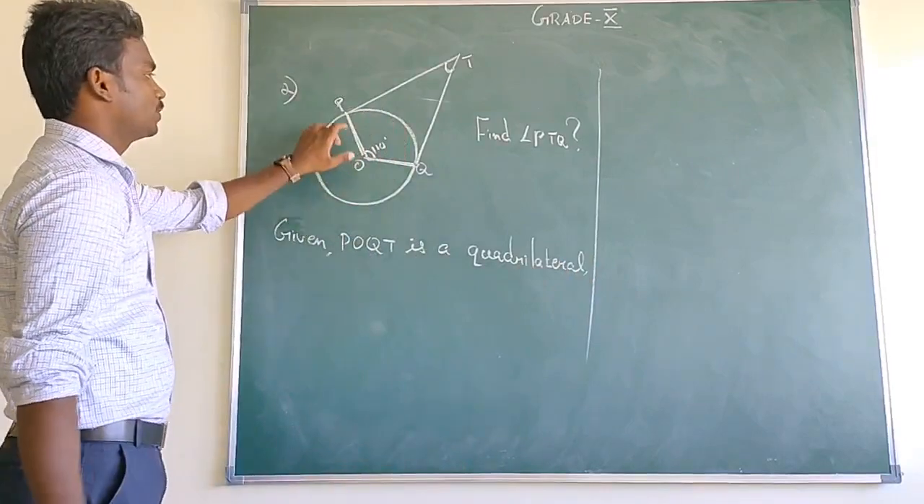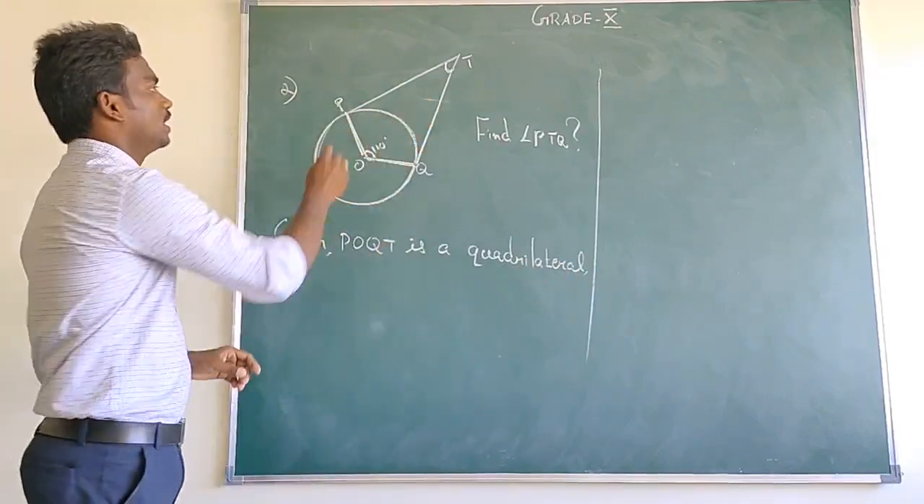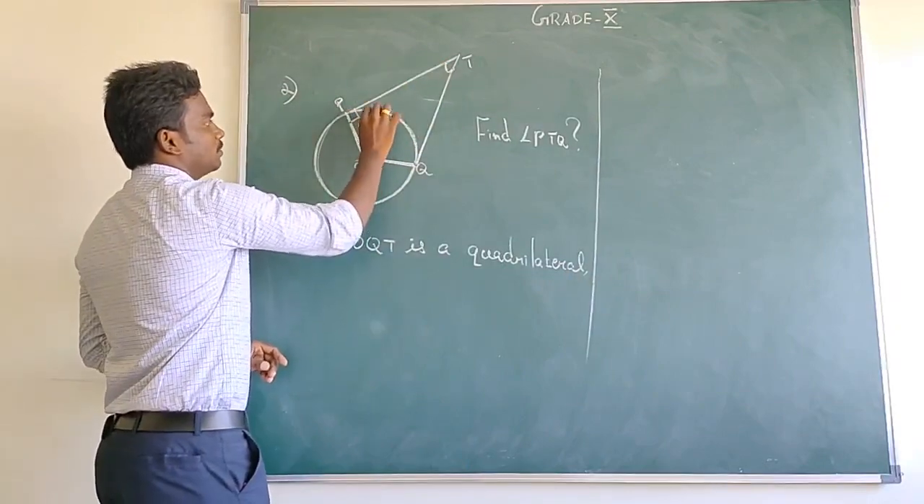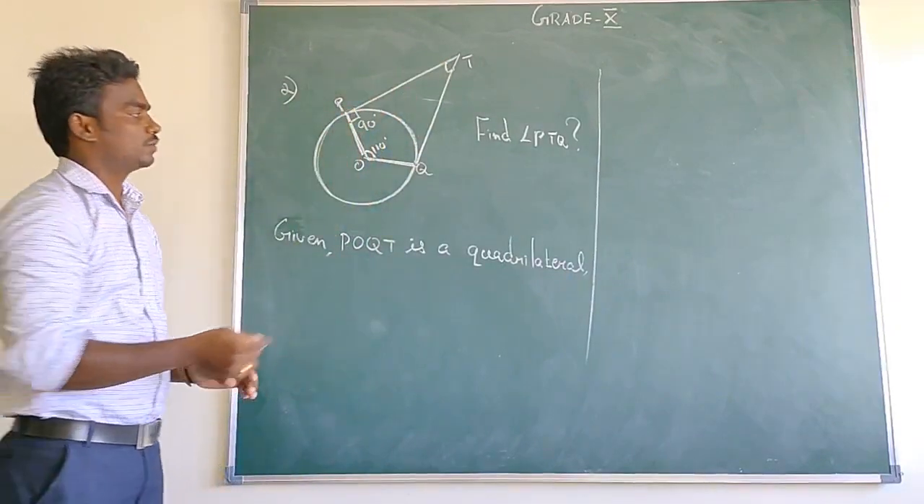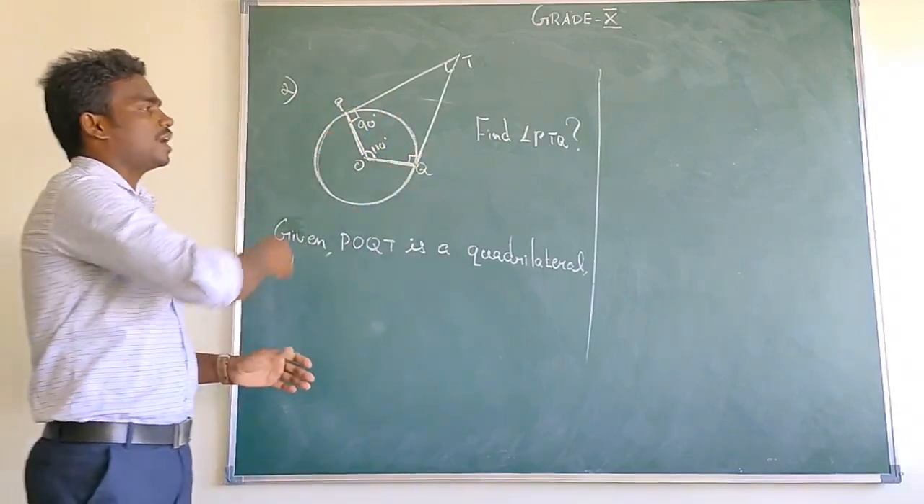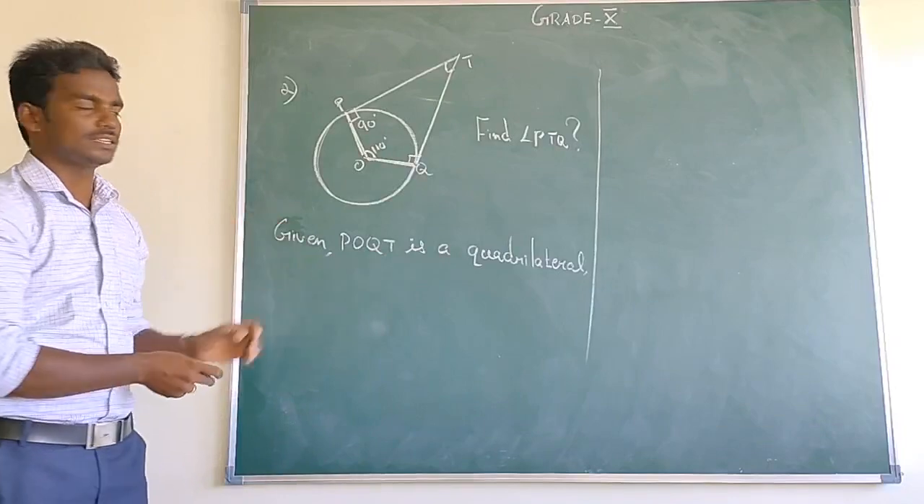So now POQT is a quadrilateral, right? And what is the angle of PTPQ? So this is 90 degree, because the tangent and the radius are perpendicular, we know, and this angle is also 90 degree. So in a quadrilateral, sum of all the angles of a quadrilateral is 360 degree, we know.